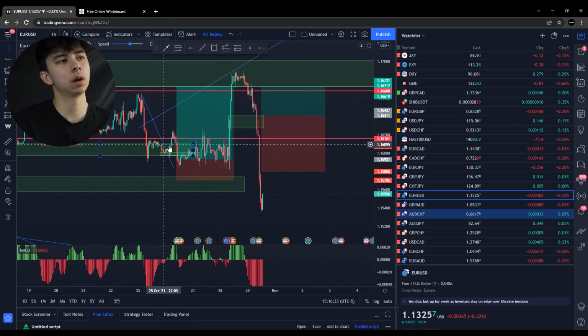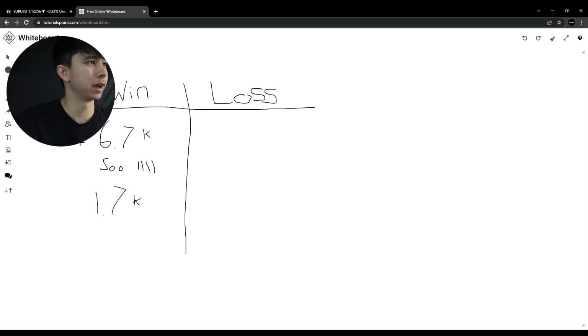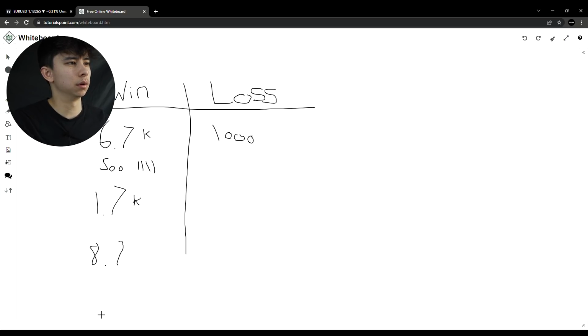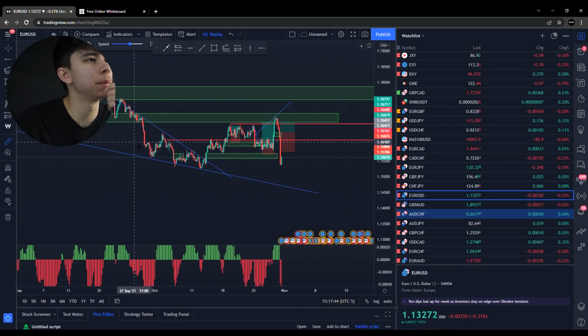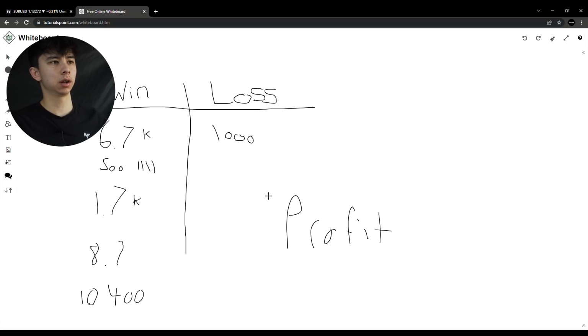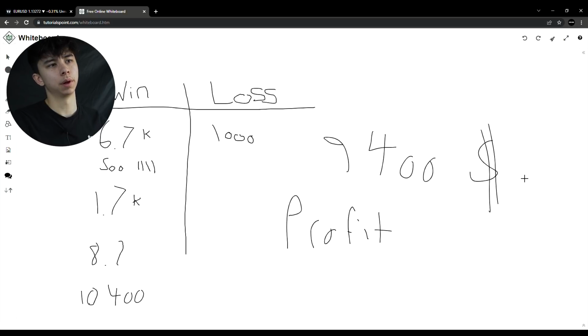We have enough wins to cover this loss, so this would have been a nice little $1,000 loss here. So we have a $1,000 loss. So 8.7 and plus 1.7. Which would be 10K. So we made about 10,400 and then minus that. So our total profit from, how long did we trade here for? Oh, I think we started back here. So yeah, in about a month of trading, we end up $9,400 up for the month. So yeah, that's just an insight into how I trade.